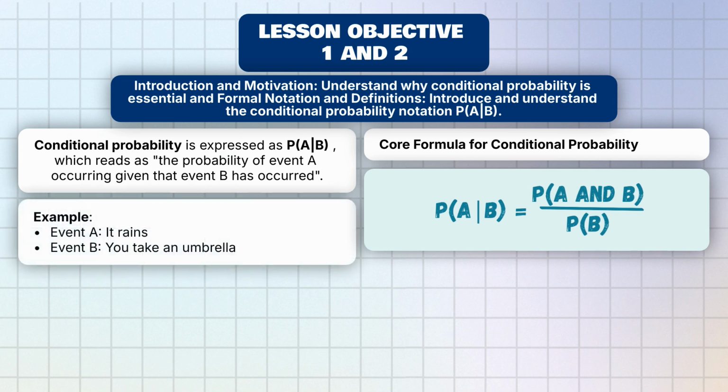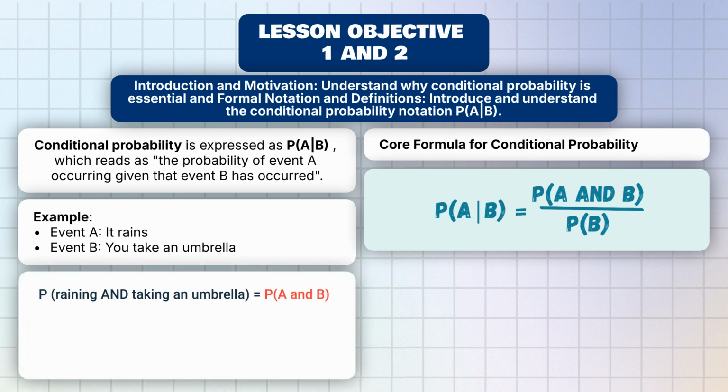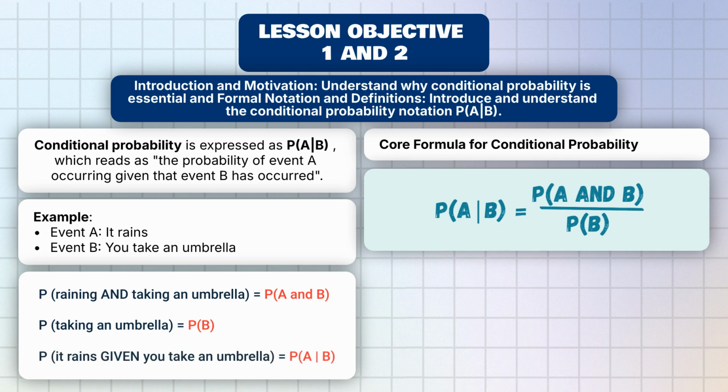For example, suppose we have two events. Event A, it rains, and event B, you take an umbrella. If we know the probability that it rains and you take an umbrella is P(A and B), and the probability that you take an umbrella is P(B), then we can calculate the conditional probability that it rains given you take an umbrella.